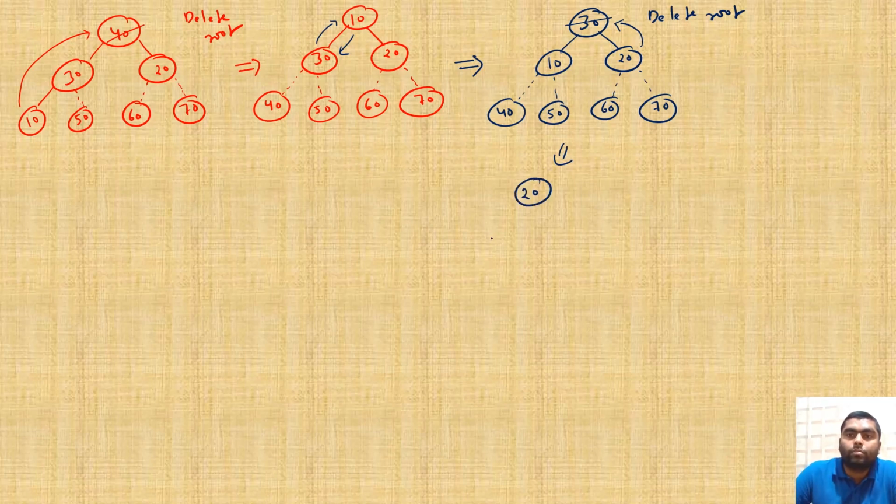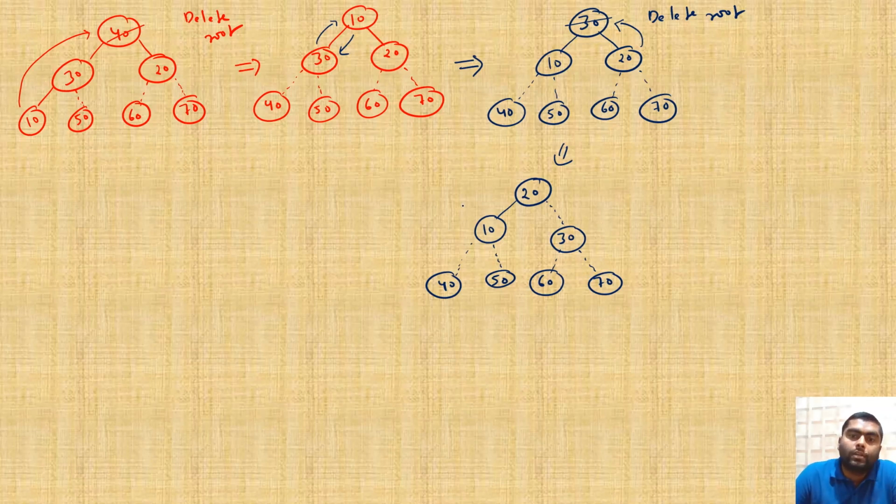20 at the root node and 10 at the left side, and sorted value is what? 30. All these are sorted: 40, and then 50, and then 60, and then 70. Okay, next is what? Next, so this is already what? This is already a max heap.